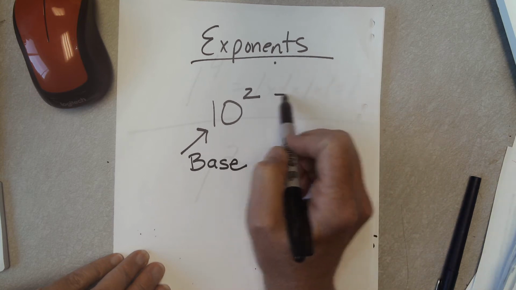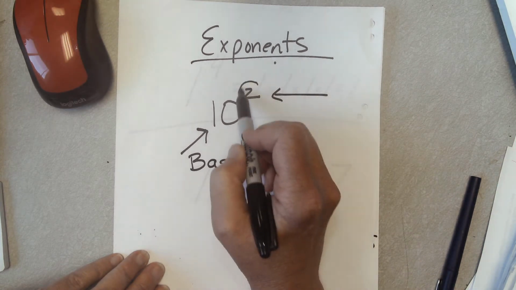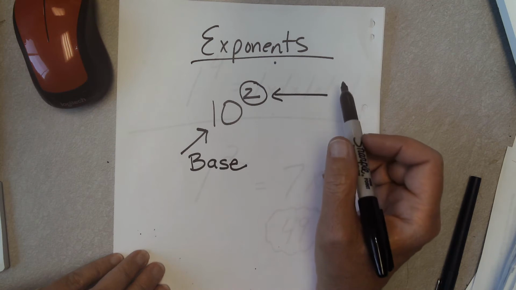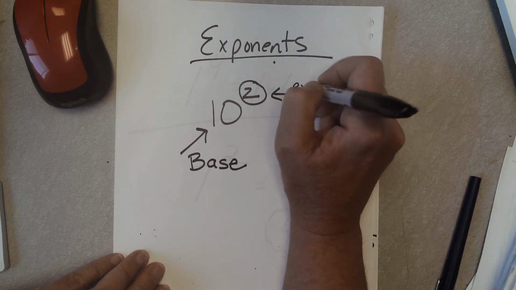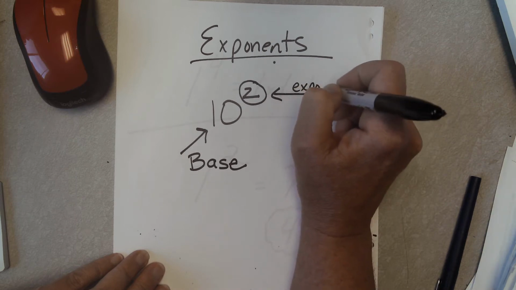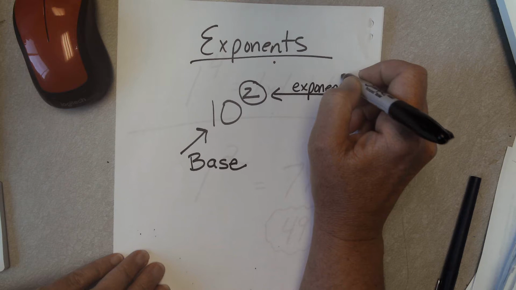Okay, who can tell me what the little baby number up here is called? And don't call it the baby number. What is it called? Who remembers that long word? James? Exponent. It's on the top of the page.